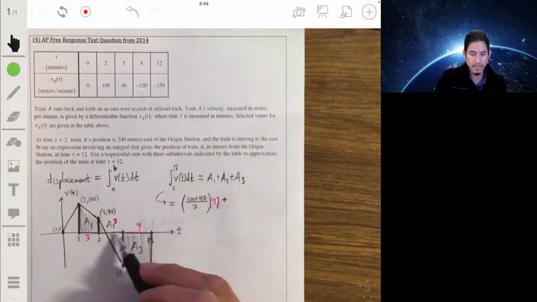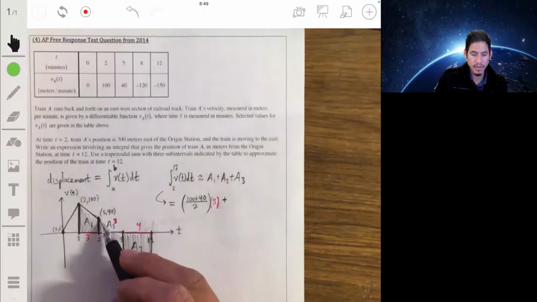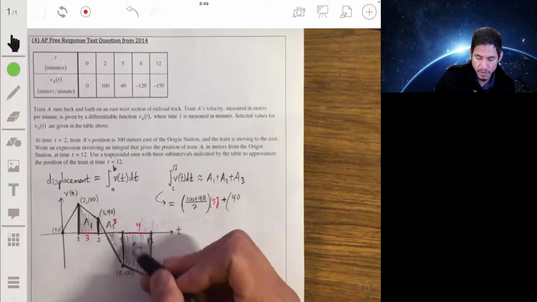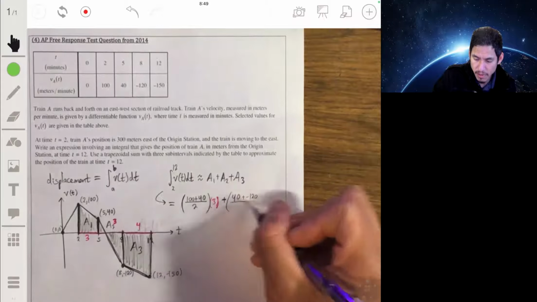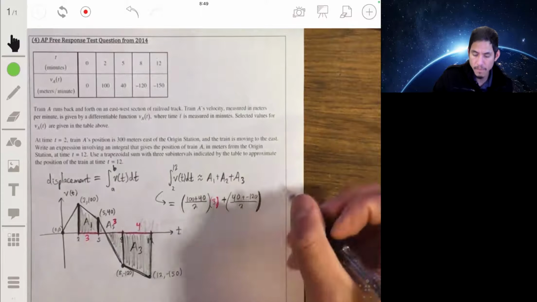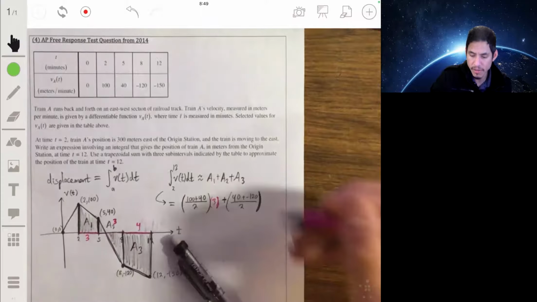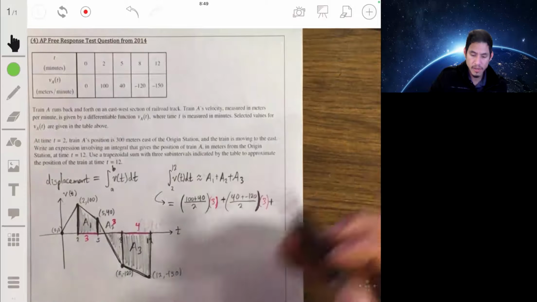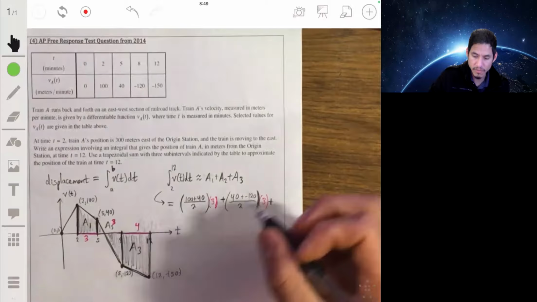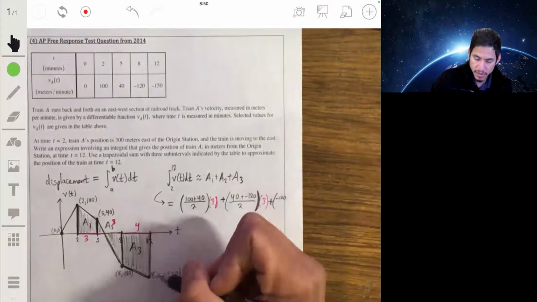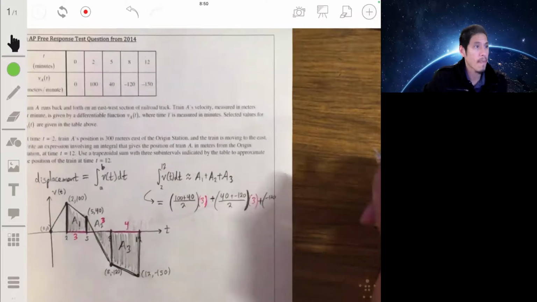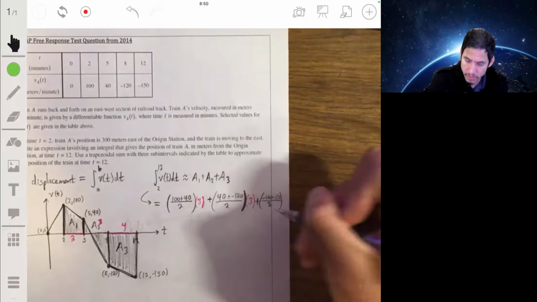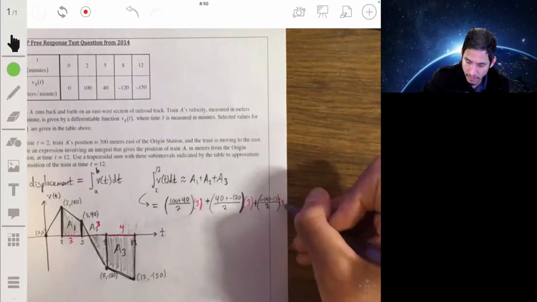So the second trapezoid has a positive base length over here, which is 40. This one goes below, so plus a negative 120, divided by 2, times 3. That'll be 3 again. And then for the third one, this length will be a negative 120, and this length will be a negative 150, divided by 2, multiplied by 4.